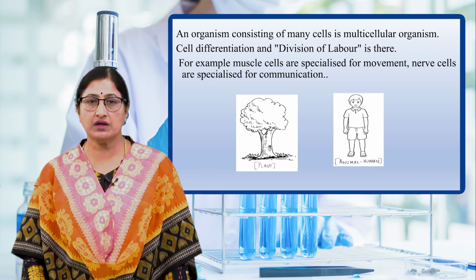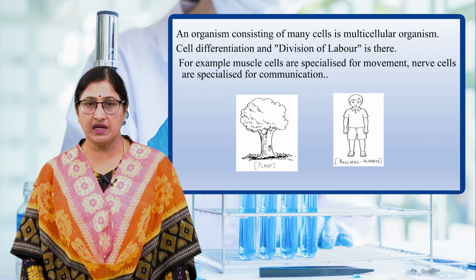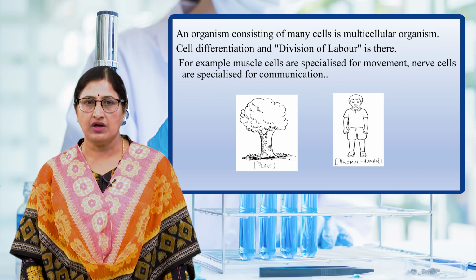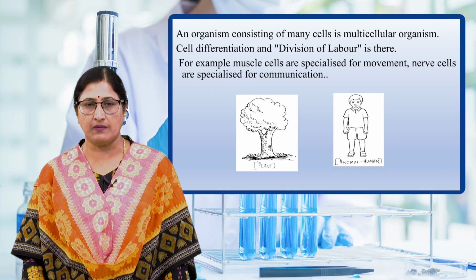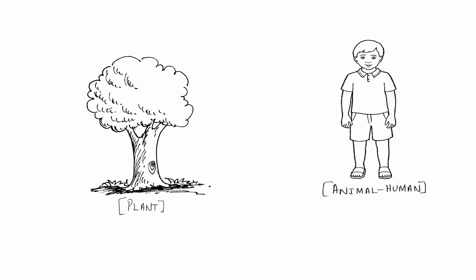Now, an organism consisting of many cells, that is more than one cell, is termed as a multicellular organism. Here cell differentiation is there, division of labor is also existing. For example, muscle cells are specialized for movement, nerve cells are specialized for communication. You can see the example of a plant and a human being as the macroscopic organisms or multicellular organisms. They can be visible through naked eye.